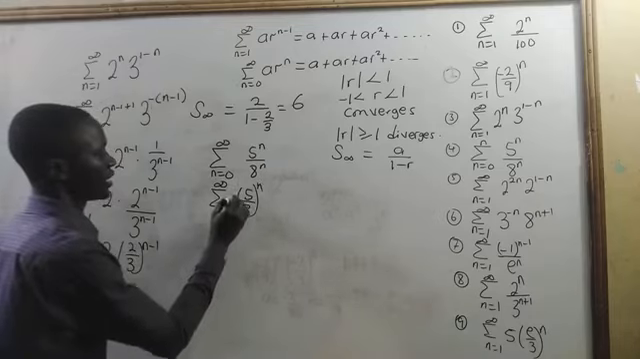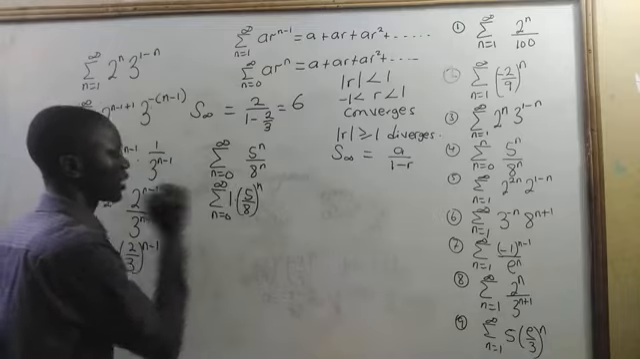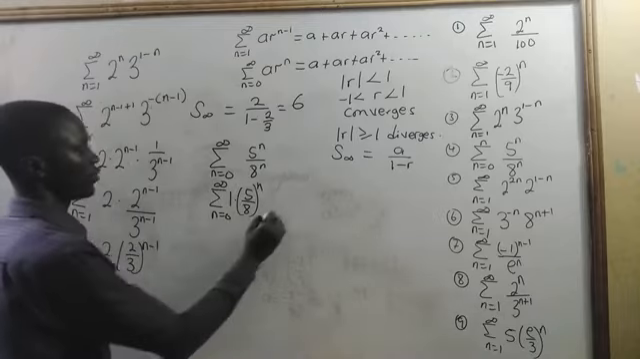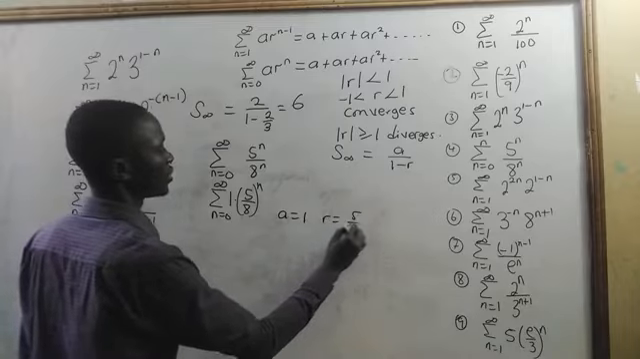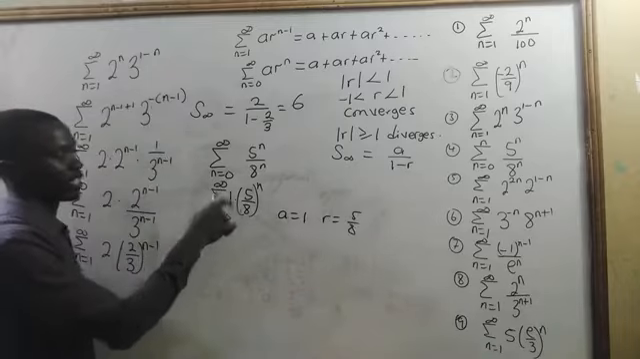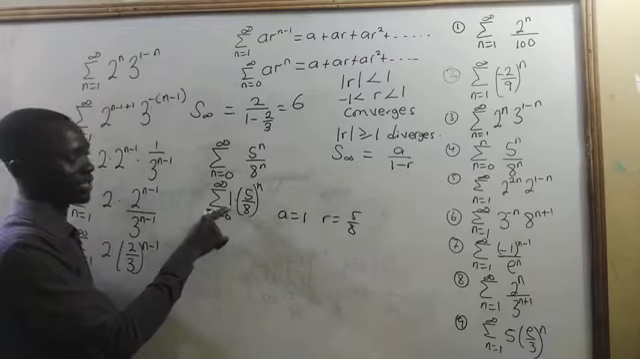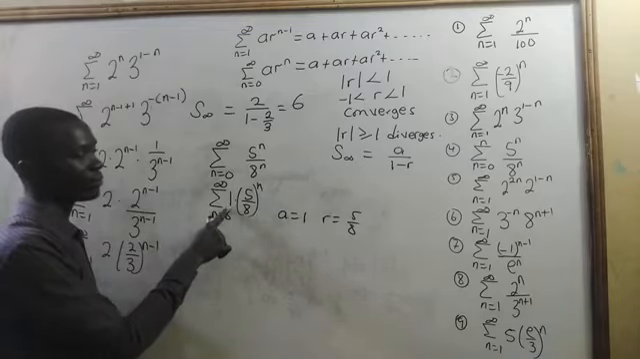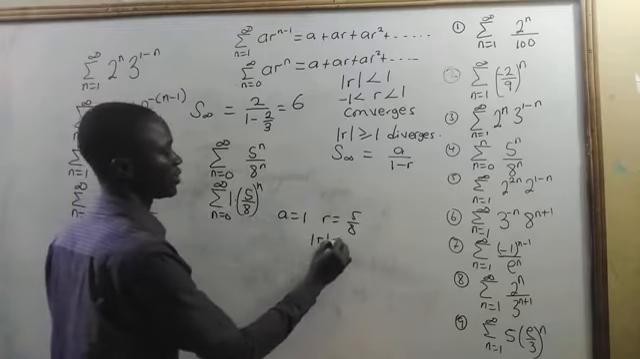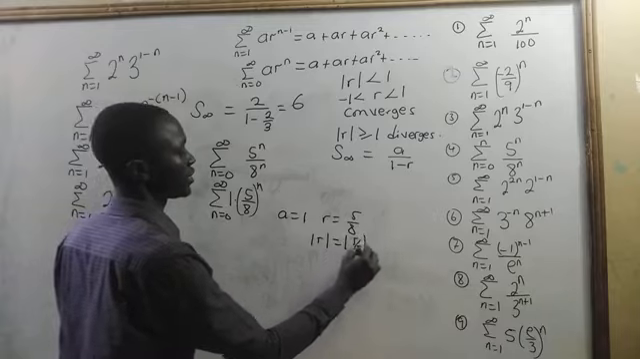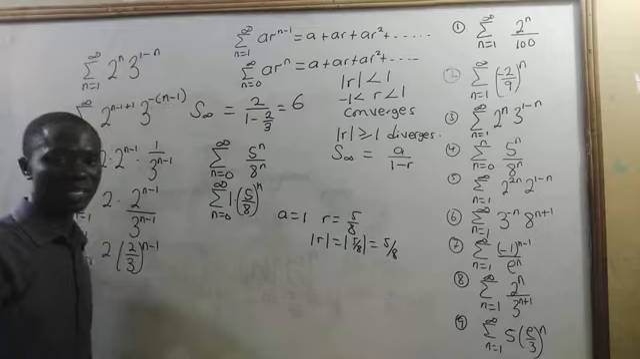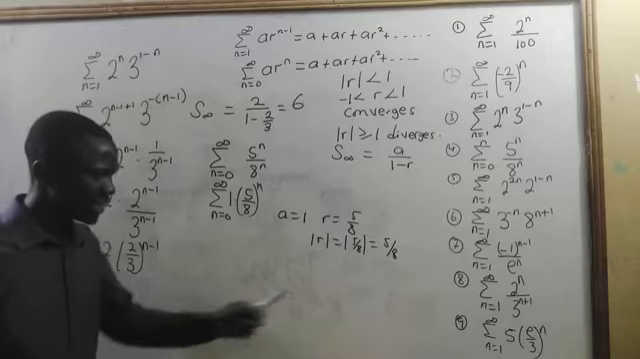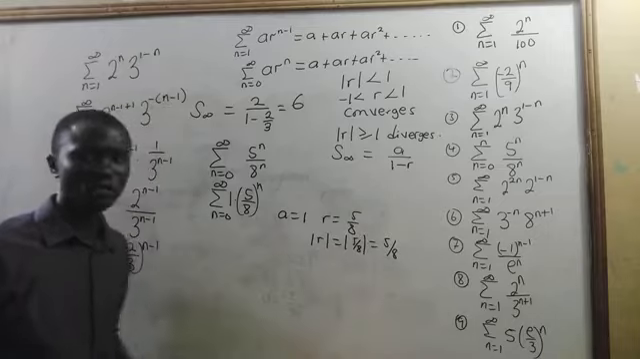Here the coefficient is 1, so we can bring times 1. So here we have a equal to 1 and r equal to 5 on 8. The coefficient of this is 1, so we have times 1. That will give us a. So here the absolute value of r is equal to the absolute value of 5 on 8, and that is 5 on 8. And 5 on 8 will be less than 1, since the denominator is greater than the numerator.